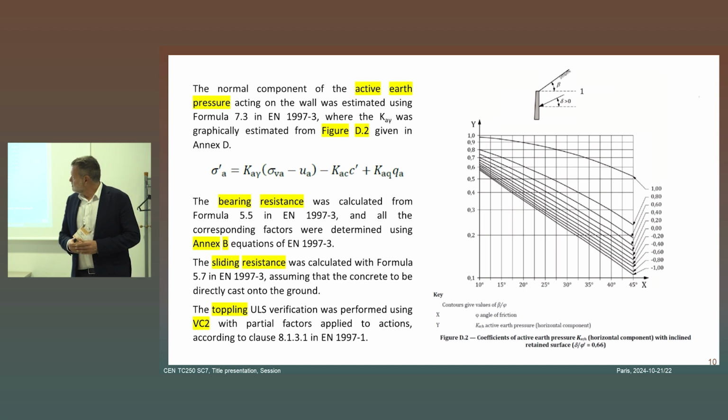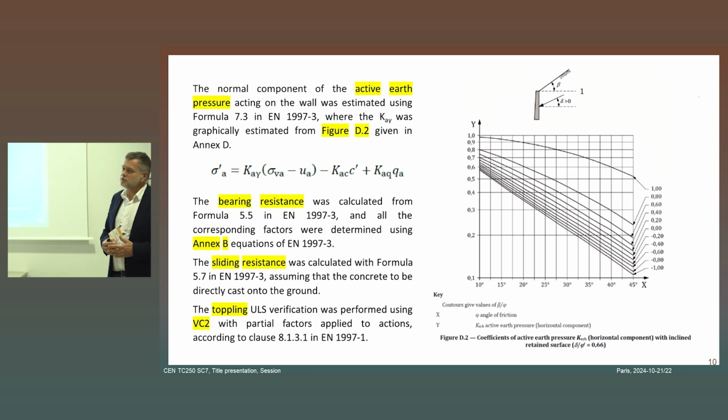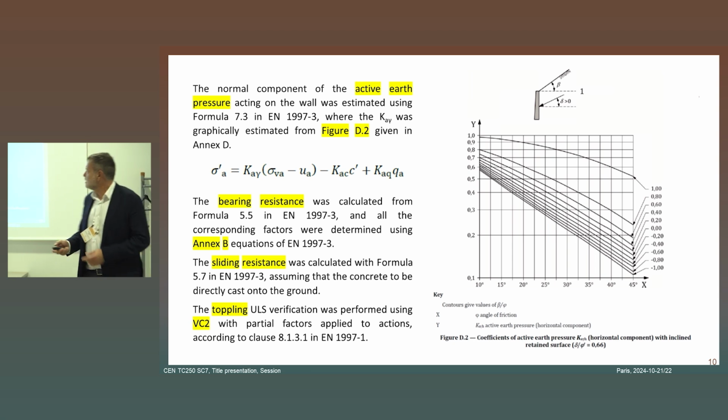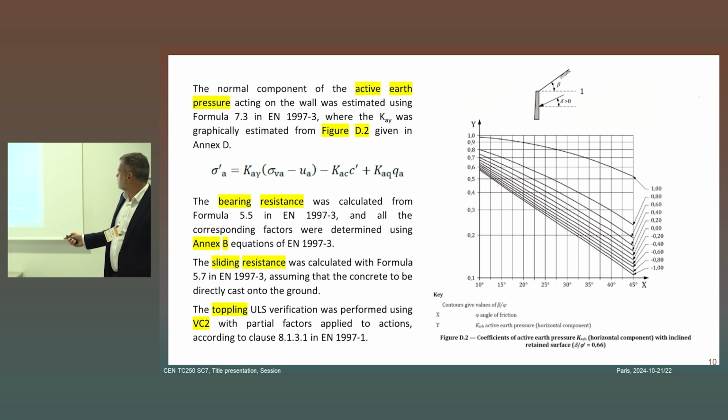The active earth pressure was evaluated according to the prescription of Eurocode 7 part 3, and specifically with the formulas reported in clause 7. Formula 7.3 is the one that was recalled before by Sebastian, and figure D2 allows us to evaluate the coefficient of active pressure in this condition.